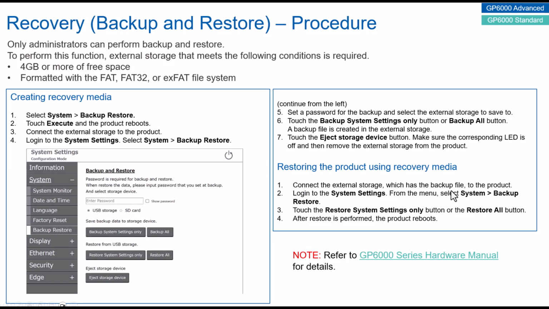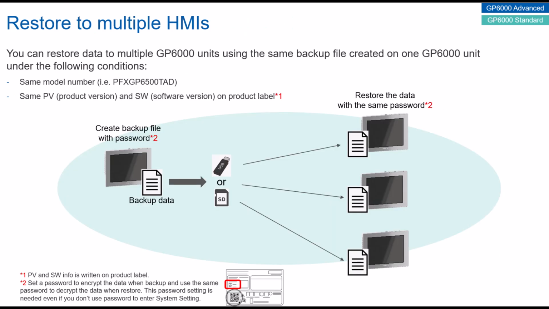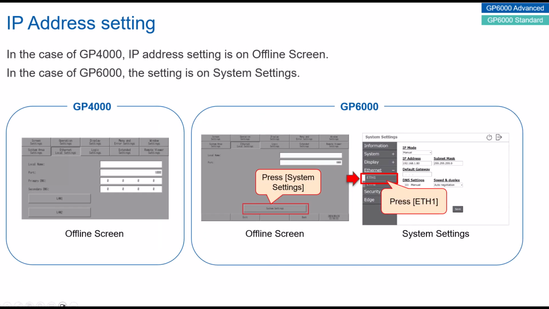And here we're talking about how you restore it also. Okay, so you can use the same backup file created on one unit, right? And it has to be the same model number again. So you have to be very careful, because this is kind of an image, the hardware needs to match. Okay. Again, this is where we're doing the IP address settings. This is comparing it to the way it was in the GP 4000 and how it is today.